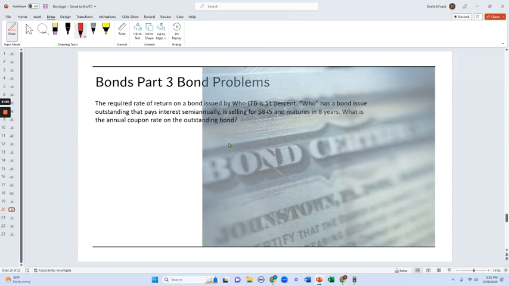Okay, so another bond problem. The required rate of return on a bond issued by Who Limited is 11%. Who has a bond issue outstanding that pays interest semi-annually, is selling for $845 and matures in 8 years. What is the annual coupon rate?